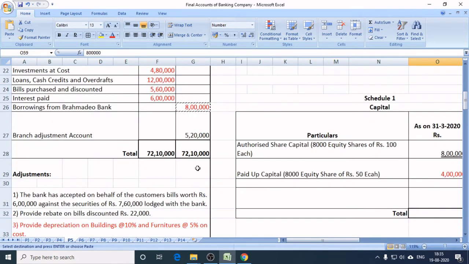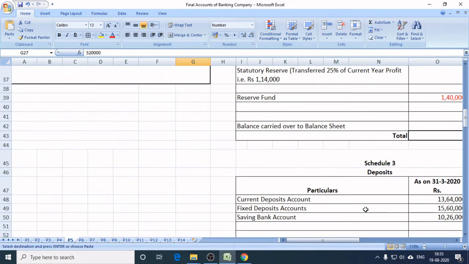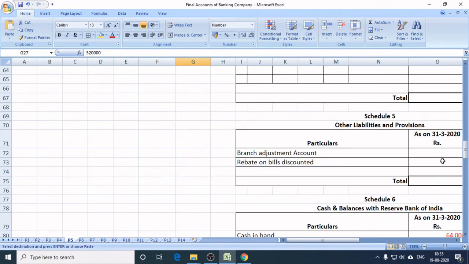Okay, now the next is branch adjustment account. It has a credit balance. Now it is a special ledger, let me tell you, because if it appears in a trial balance with a credit balance, then show it under schedule number 5, other liabilities and provisions. If it appears in a trial balance with a debit balance, then show it under schedule number 11, other assets. Now as far as this problem is concerned, it appeared in the trial balance with a credit balance, so it will go under schedule number 5, other liabilities and provisions here.